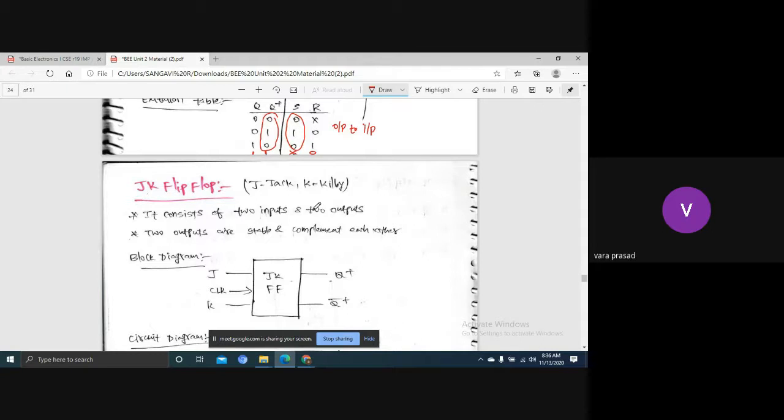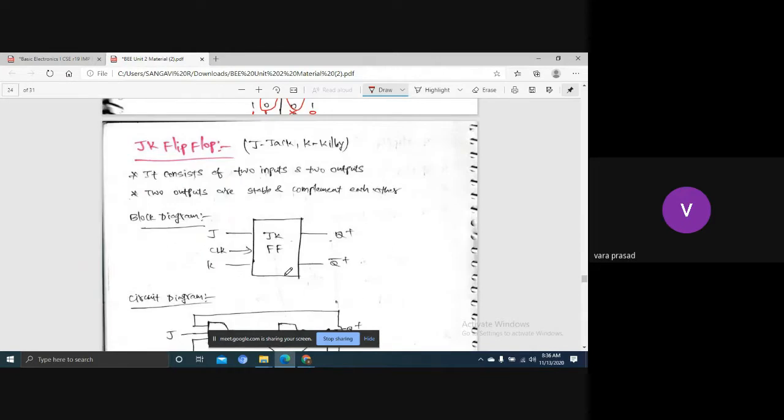It consists of 2 inputs and 2 outputs. The 2 outputs are stable and complement each other. This we know. J and K are the inputs, Q plus and Q bar plus are the outputs. This is a block diagram. Now, how do we have to write the circuit diagram?